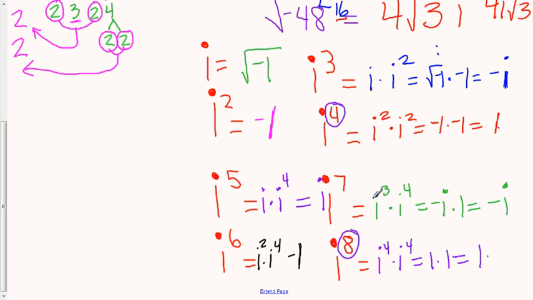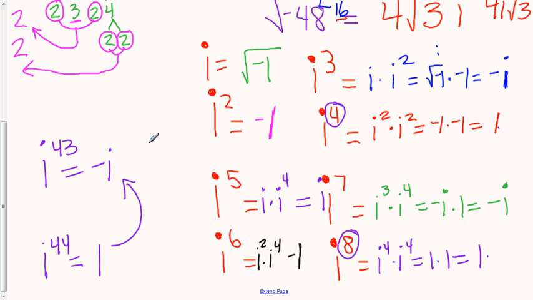Then the one before the multiple of 4 is a negative I, the one that is before that is a negative 1, and the one that is before that is I. So if you were given something like I to the 43rd power, well, we know I to the 44th, which is a multiple of 4, is going to be 1. So then the one before that, I to the 43rd, is going to be a negative I. And so on and so forth.